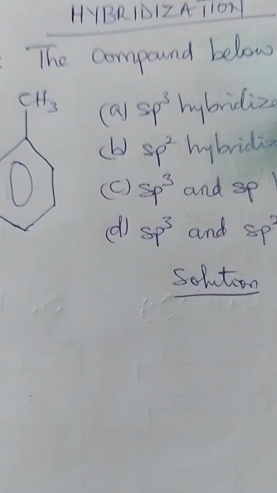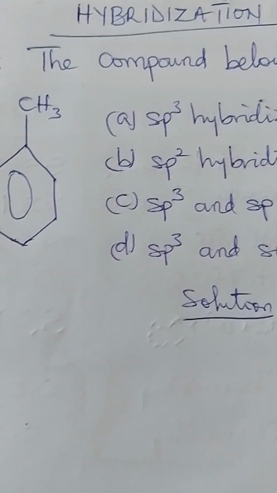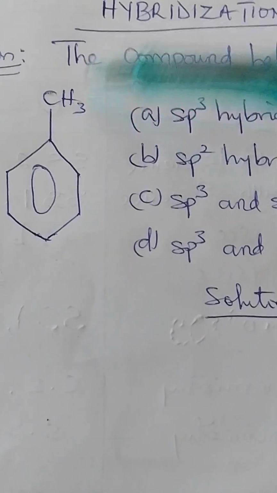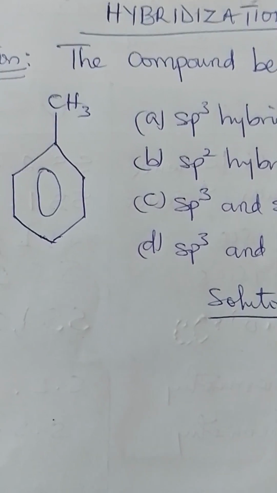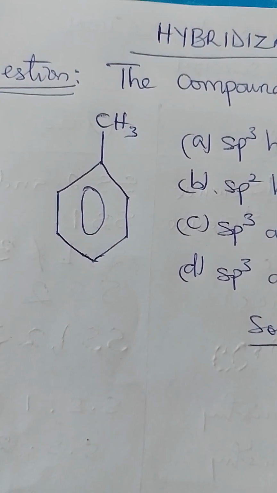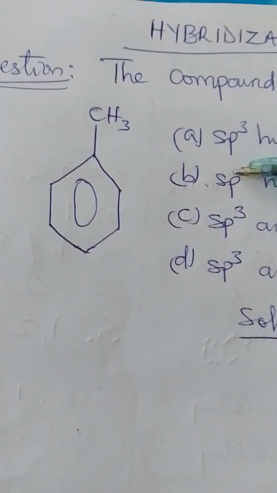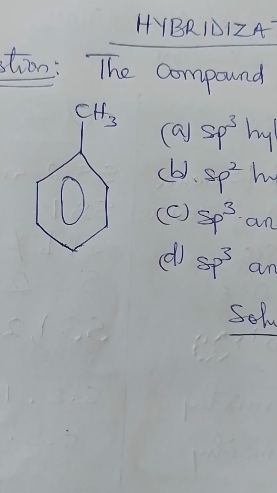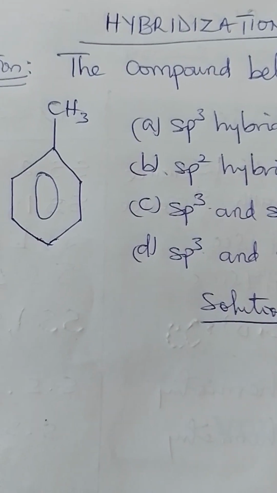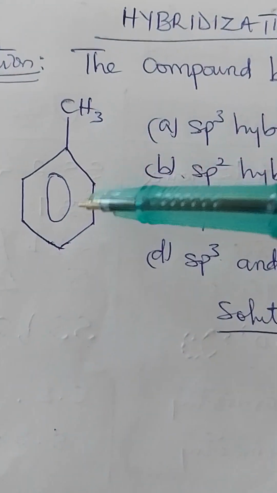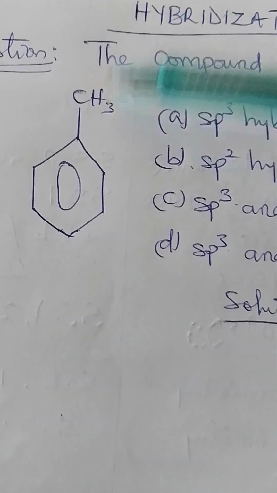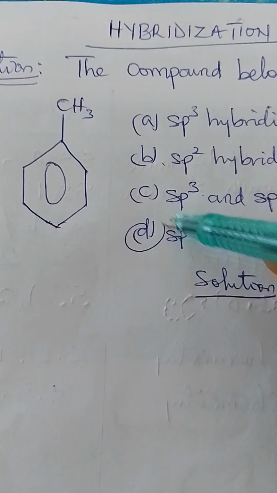So with these explanations now, which of the options? sp3 hybridized carbon atoms only? That will be wrong, because the methyl is attached to the benzene. It's not only methane. sp2 hybridized carbon atoms only? That one is not enough either, because it's not only benzene. sp3 and sp hybridization, no. So you can now see that the correct answer will be sp3 and sp2 hybridized carbon atoms, because this is for benzene sp2 and this is for methane sp3. Do you get it now? So the correct answer is D.